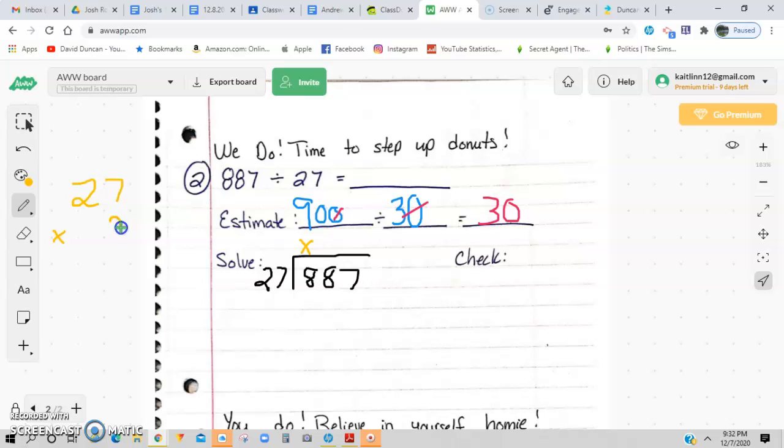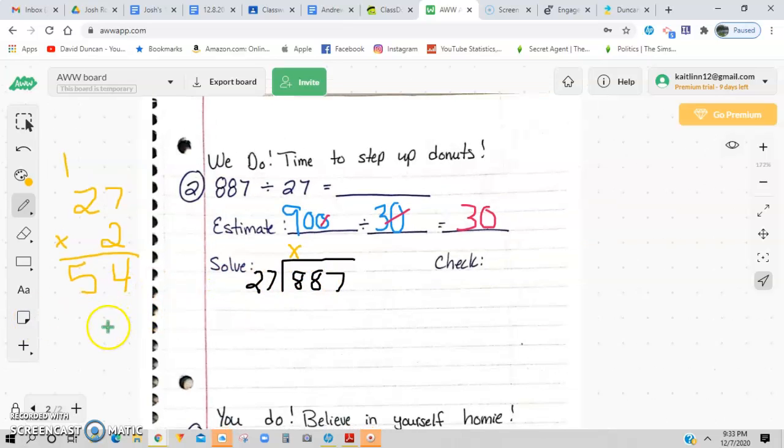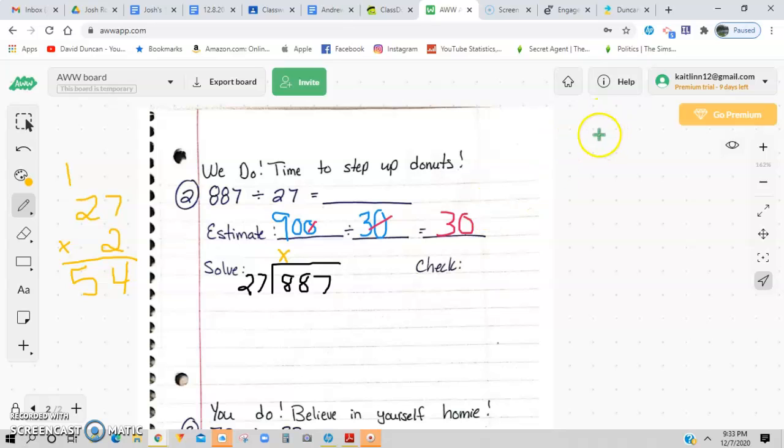Again, a lot of division is just a lot of trial and error. So 2 times 7 is 14, so I'm going to do 4, carry the 1. 2 times 2 is 4, plus 1 is 5. Maybe I can get another group of 27 in there before I go over 88. So I'm going to do 27 times 3. So I'm going to do that over here. I have 27 times 3.